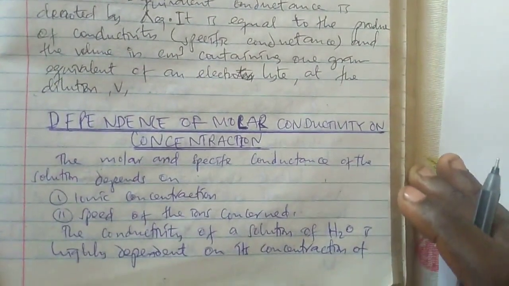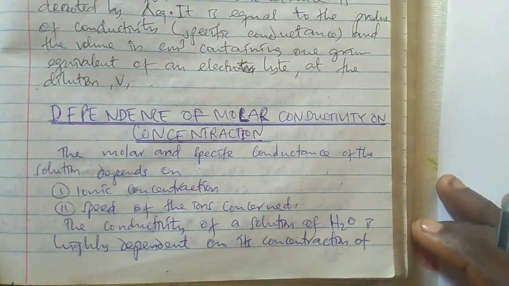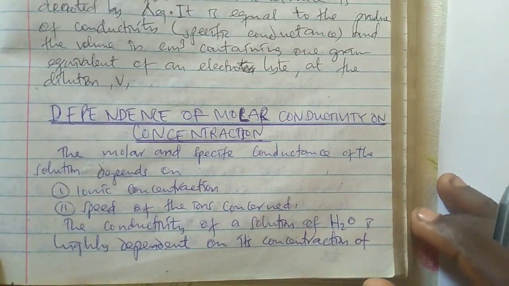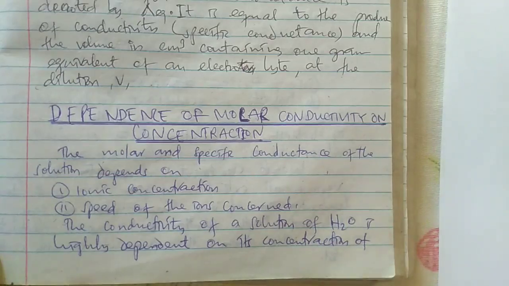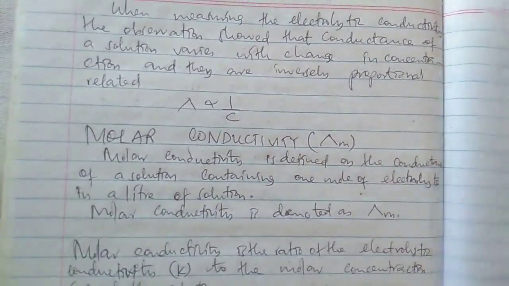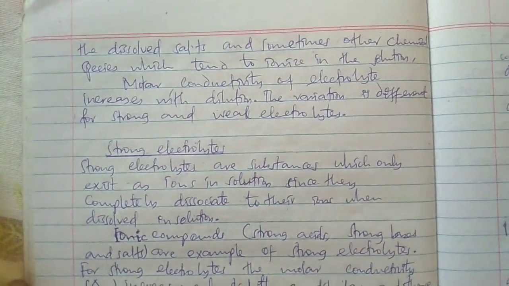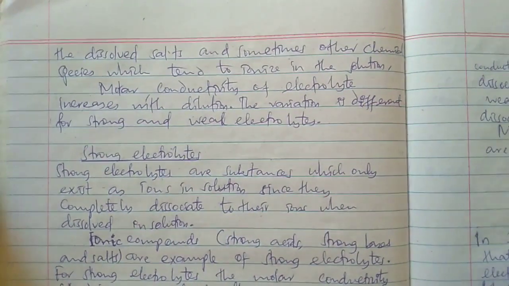Now let's discuss the dependence of molar conductivity on concentration, how the molar conductivity of a solution varies with concentration. The molar and specific conductance of a solution depend on, first, the ionic concentration, and second, the speed of the ions concerned. The conductivity of a solution of water is highly dependent on the concentration of the dissolved salt, and sometimes other chemical species which tend to ionize in the solution.